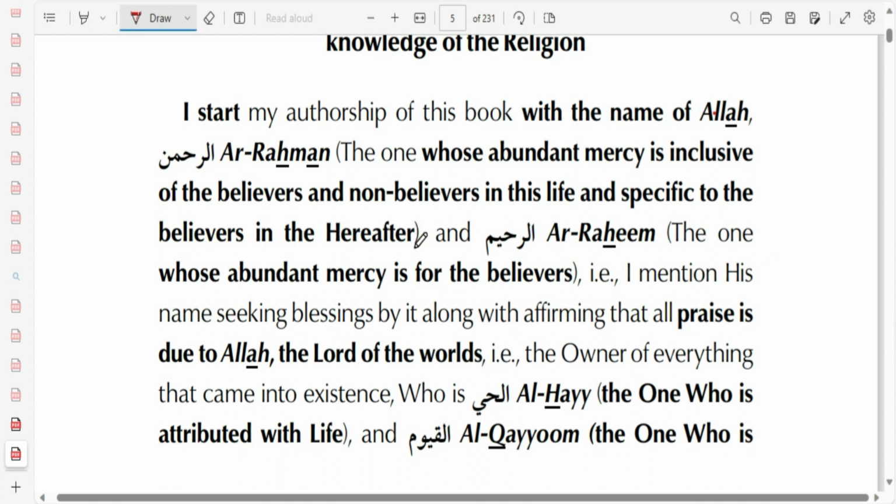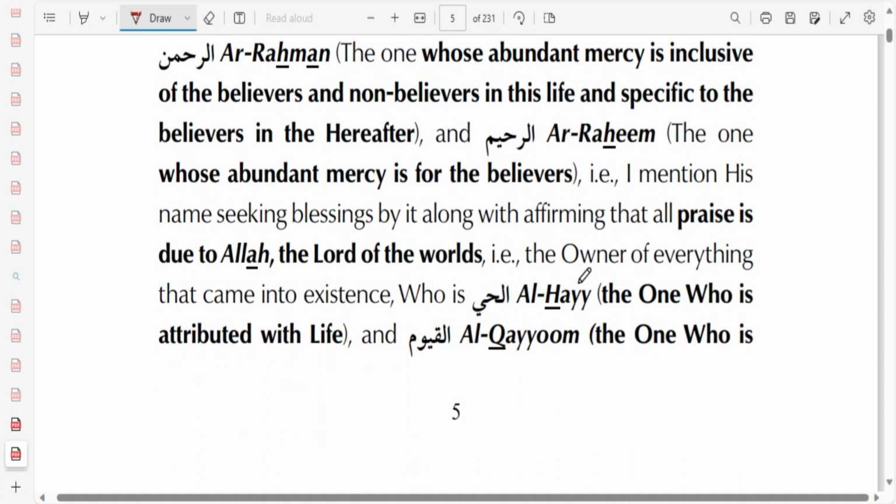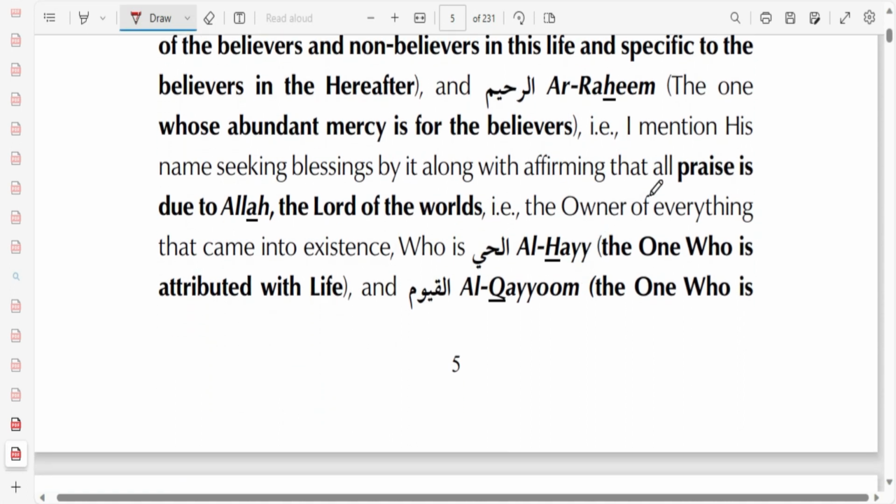That means the one who's merciful to everyone in the world, but not in the hereafter. In the hereafter, he's merciful only to believers. And Ar-Rahim, the one whose abundant mercy is for the believers. I.e., I mention his name, seeking blessings by it, along with affirming that all praise is due to Allah, the Lord of the worlds. I.e., or meaning, you know that means meaning, the owner of everything that came into existence. So they're saying here, Lord of the worlds means the owner of everything that came into existence.